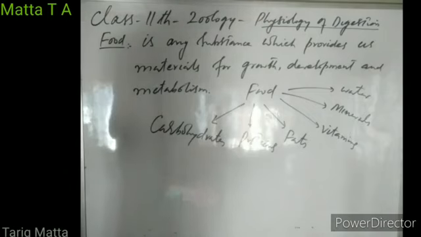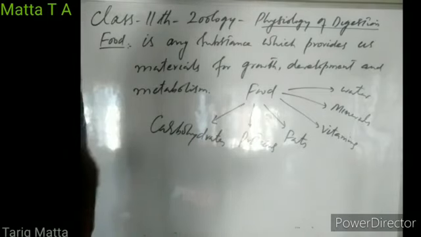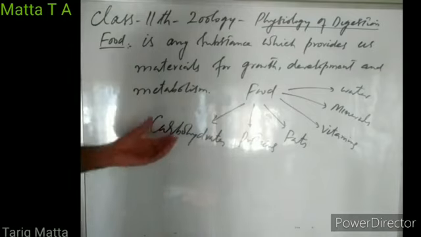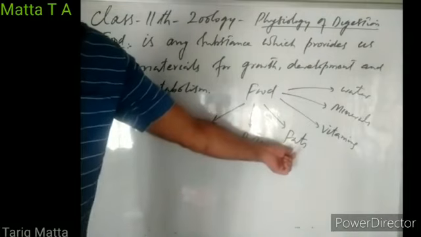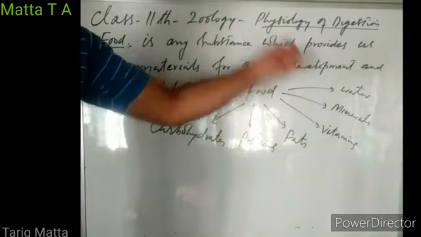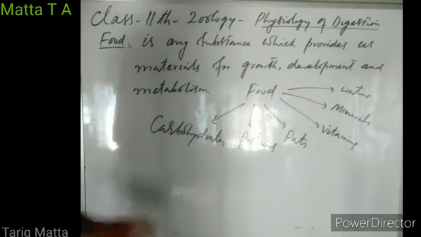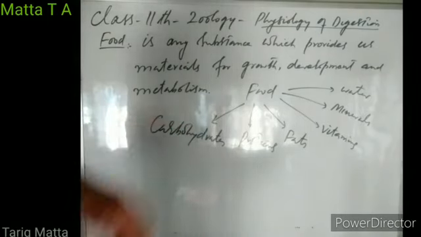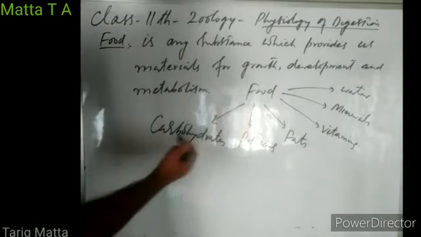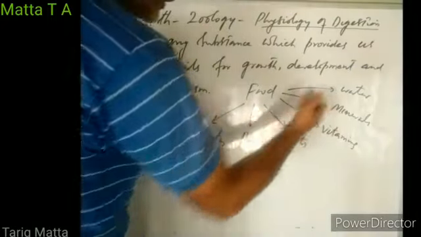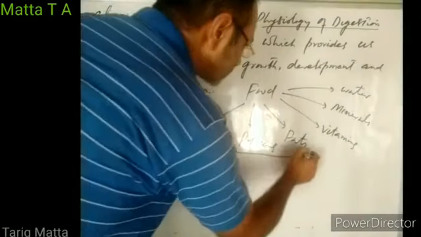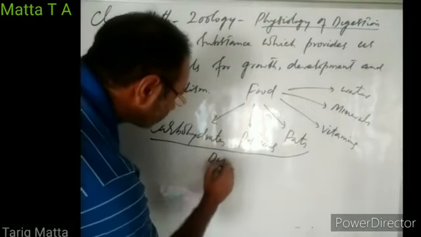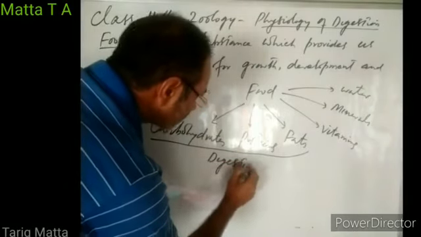Although all the foods may not contain all these items together, mostly our foods are rich in carbohydrates, or rich in proteins, or rich in fats. Some foods are rich in vitamins and minerals. And almost all the foods contain water in it, right? Out of these five nutrients, carbohydrates, proteins, fats, vitamins, and minerals, only three nutrients require digestion.